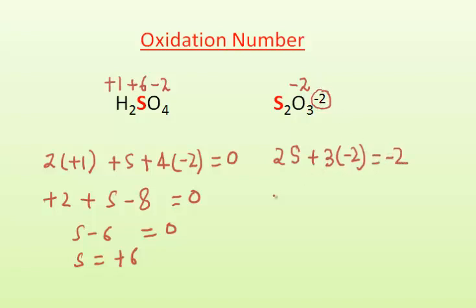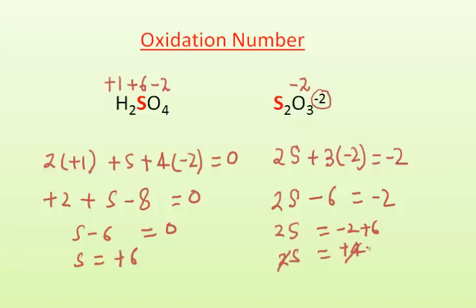Now we can do the calculation. 2 sulfur atoms plus 3 times minus 2, we get minus 6, is equal to minus 2. We can transfer minus 6 to the right side, and we get 2 sulfur atoms is equal to minus 2 plus 6. Here we have plus 4, and on the left side we have 2 sulfur atoms. So we can divide 4 by 2, 2 to the 4, sulfur atom is equal to plus 2. Well, the oxidation number of the sulfur atom in this polyatomic ion is plus 2.